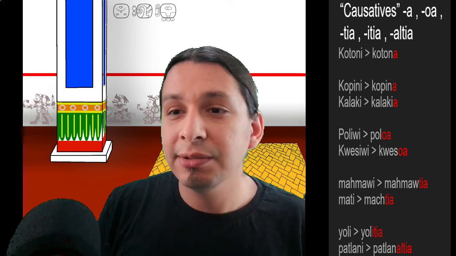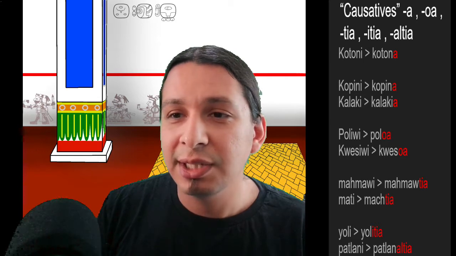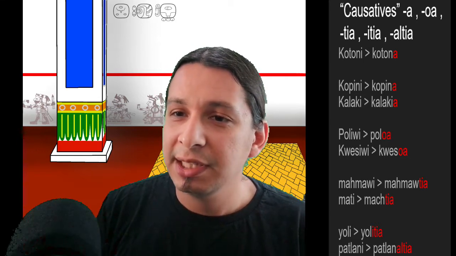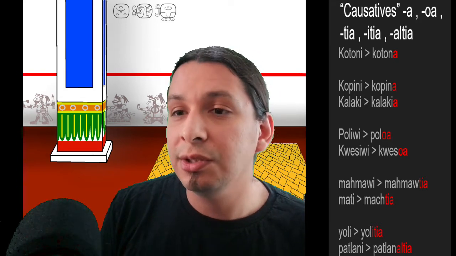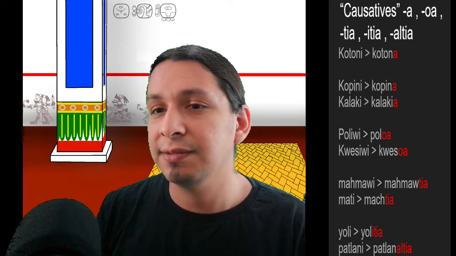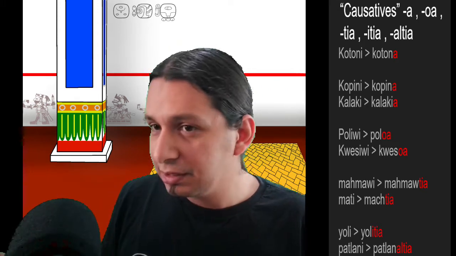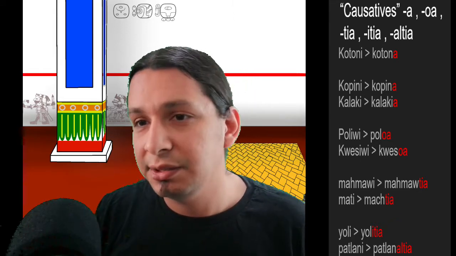Kotoni means something rips. So if something just rips, it's kotoni. It rips. And to turn it into a transitive, to make something rip, it's kotona. So we turned it from an intransitive to a transitive. Kotoni just means it ripped. No one did it, it just happened. Kotona means you caused it to rip.